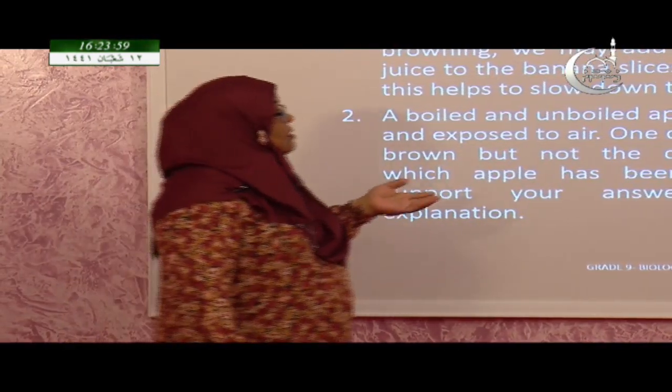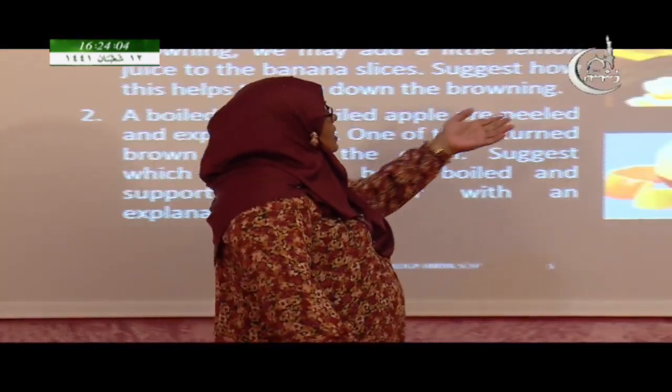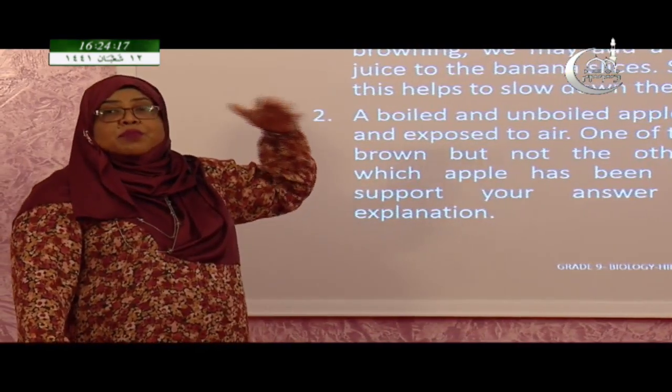We learned enzymes are specific. Here, what are they adding? Lime juice. That means it is acidic, so this is sensitive to pH. Do you remember that slide? Enzymes are sensitive to pH. Therefore, the browning stops because the enzymes are denatured at that point.